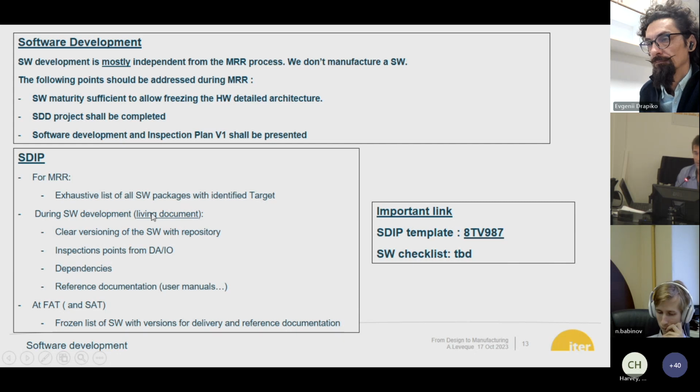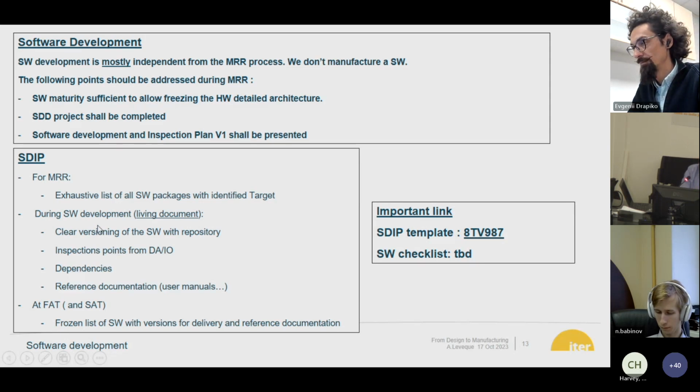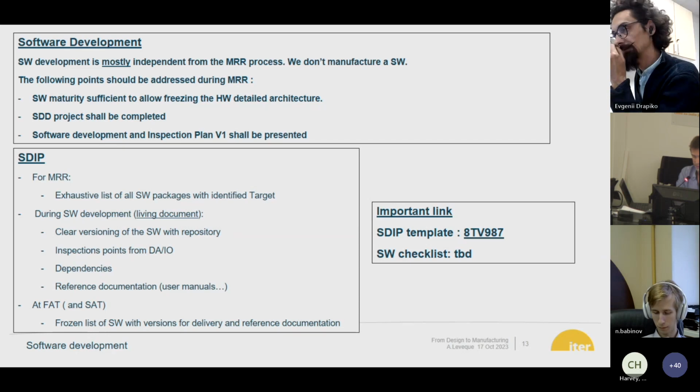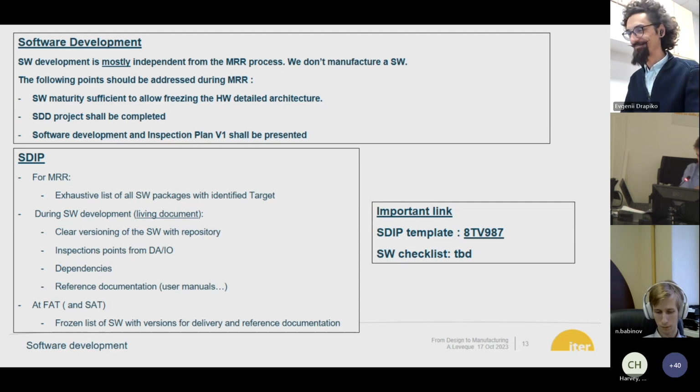During the software development, the SDIP will be a living document, again, which can be shared between you, your subcontractors, and IO, where we will have an updated versioning of the software with the current repository. We will put the inspection points from DA IO. So if you are done with a piece of software but not with the other, we can still say, okay, please review this part. We would like to get it approved. And we also want to have the dependencies and all the links to the reference documentation, mostly the user manual.